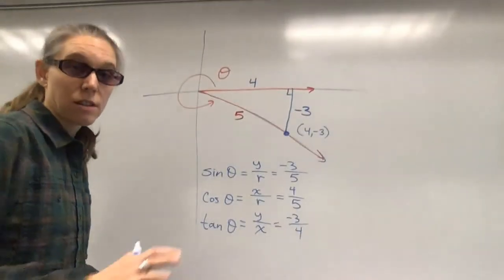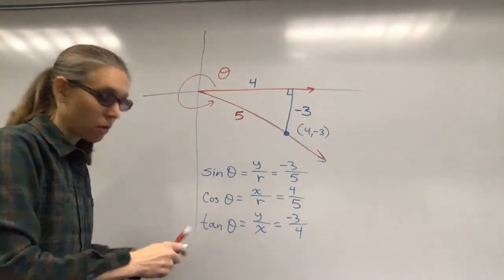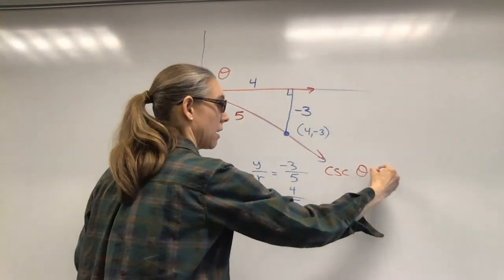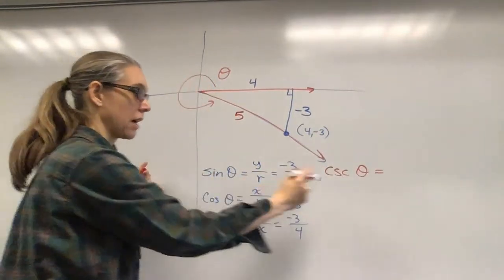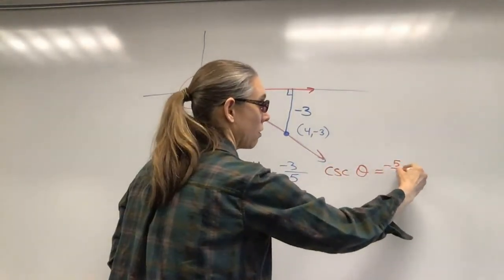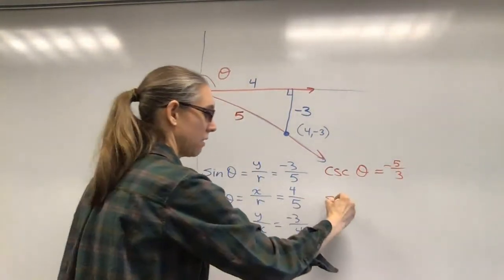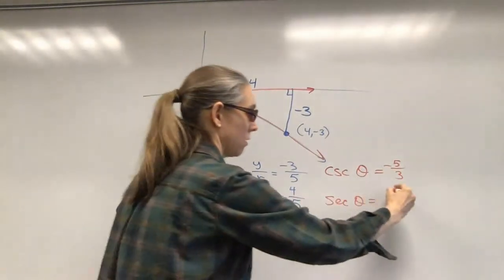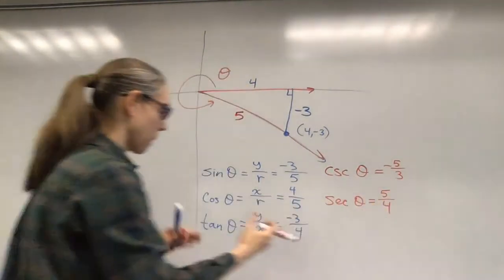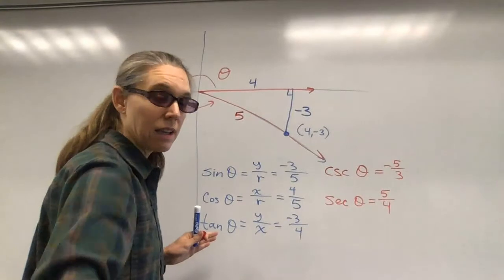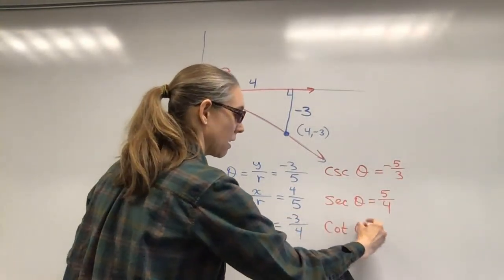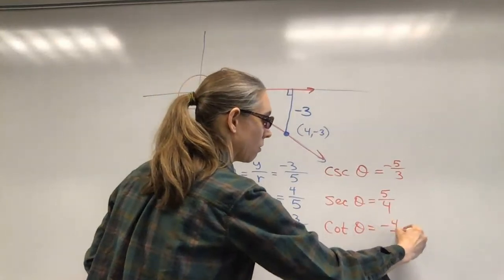Then to get each of the reciprocal functions, you just flip all of these over. So the cosecant of theta is going to be the reciprocal of sine, so negative 5 over 3. The secant of theta is the reciprocal of cosine, so 5 over 4. And the cotangent is the reciprocal of tangent, so that's negative 4 over 3.